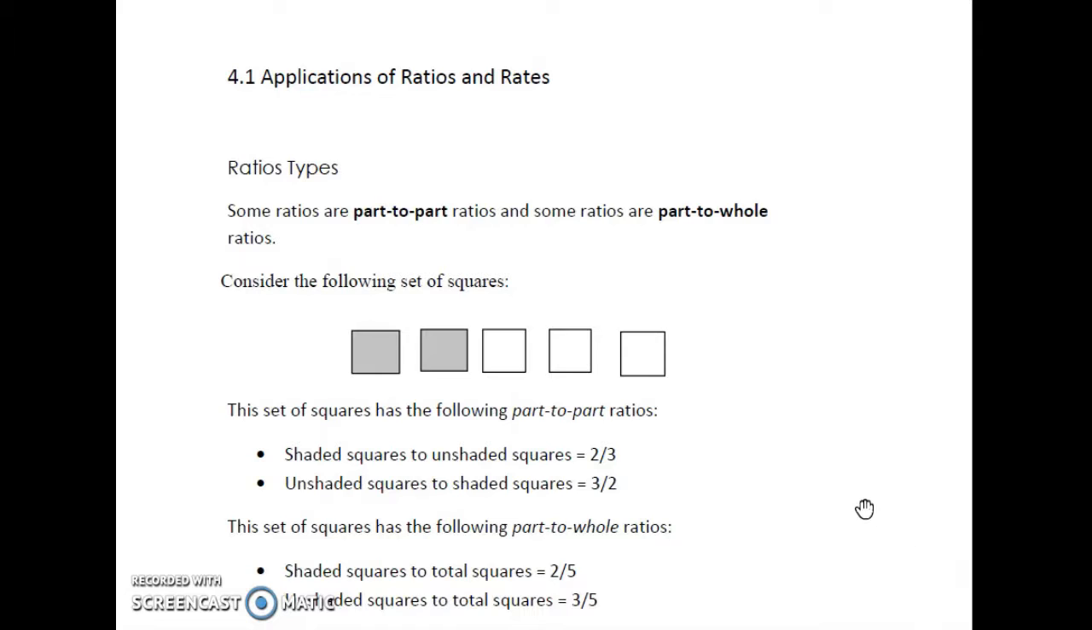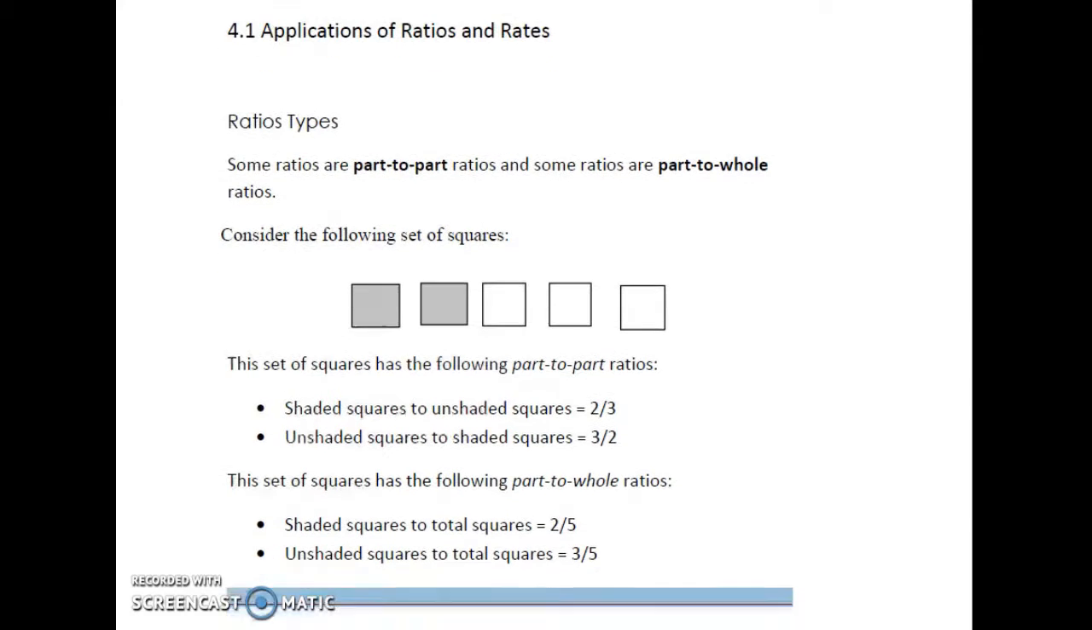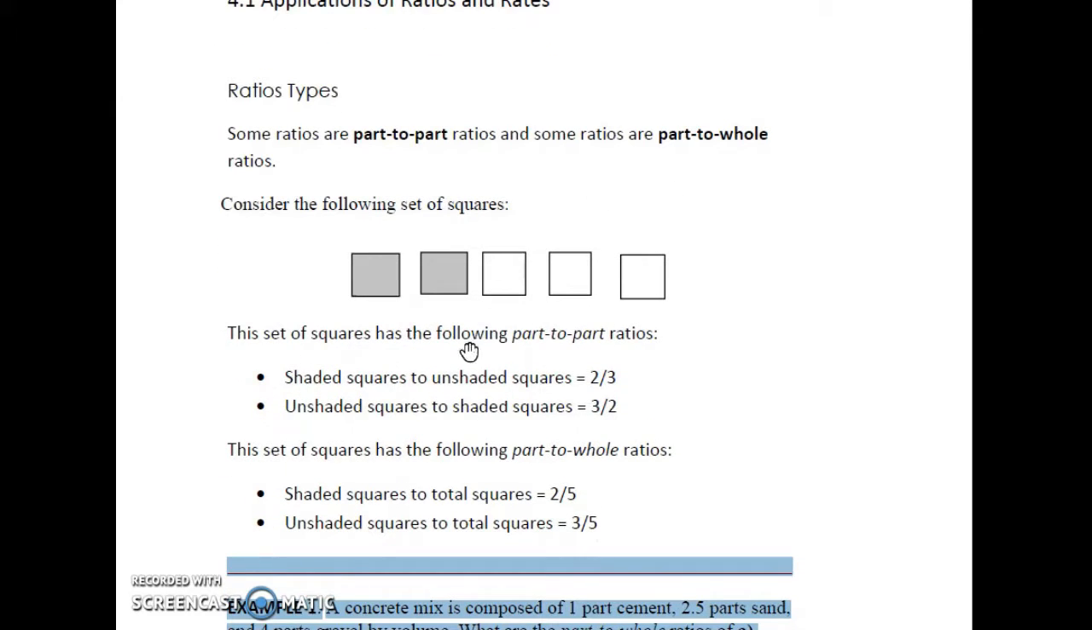Consider the following set of squares. This set of squares has the following part-to-part ratios. The shaded squares to the unshaded squares, which is there's 2 shaded squares to 3 unshaded squares. The unshaded squares to shaded squares. So there's 3 that are unshaded to 2 shaded squares. That's another part-to-part ratio.